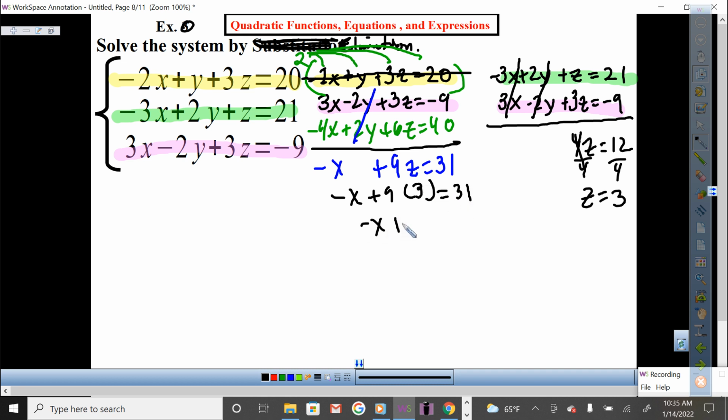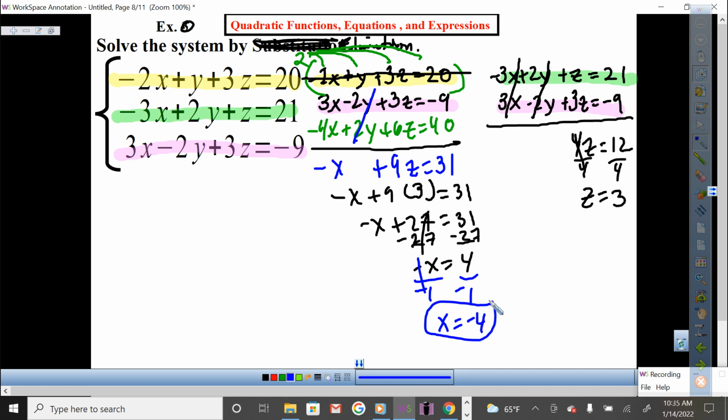Negative x plus 27 equals 31. Minus 27, minus 27. Negative x equals 4. Divide by negative 1. X equals negative 4. Turn over what to do at that point. We have z, we have x.